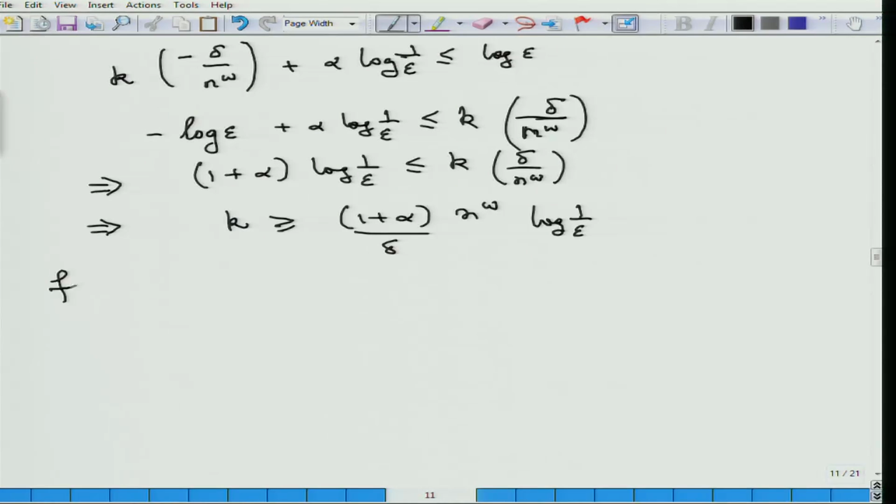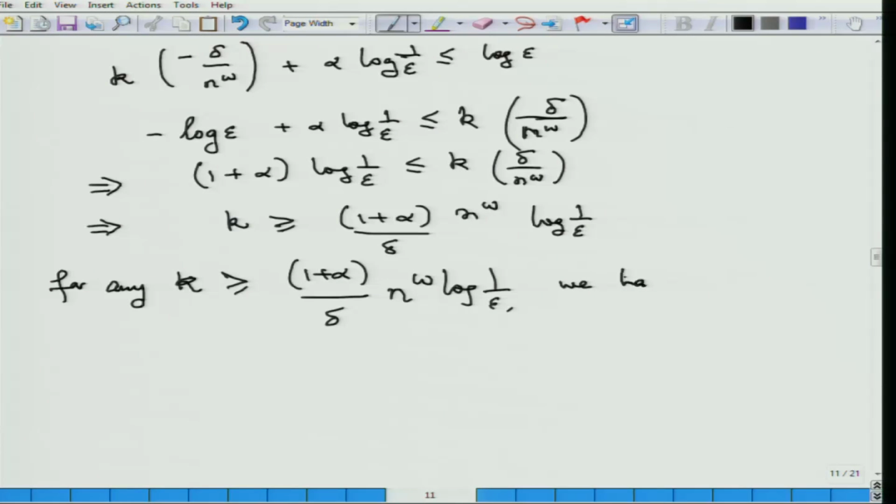So, for any k bigger than or equal to 1 plus alpha times n omega by delta log 1 by epsilon, we have tau k less than epsilon, because what we have shown is that if this is less than this, then k must be bigger than this. So, when k is bigger than this, we can just work in the reverse fashion and show that this is happening. So, once this happens, then log of tau k is less than log of epsilon. So, tau k is less than epsilon.